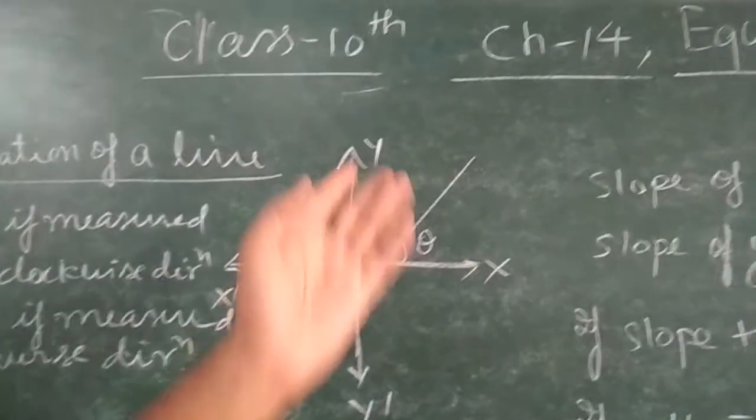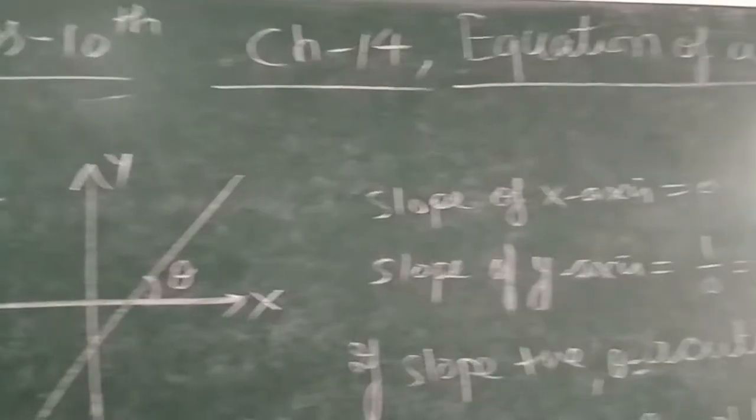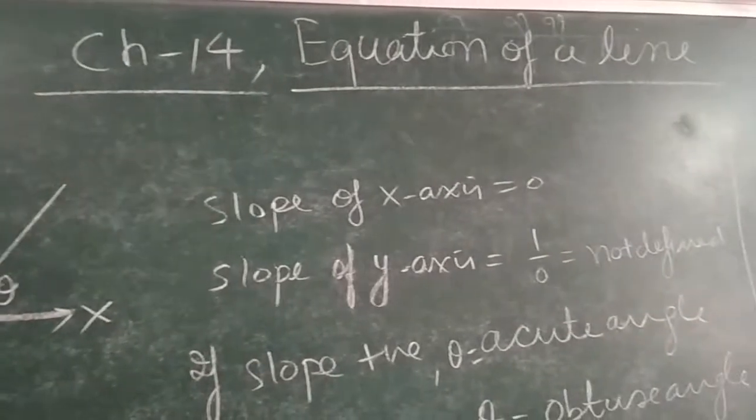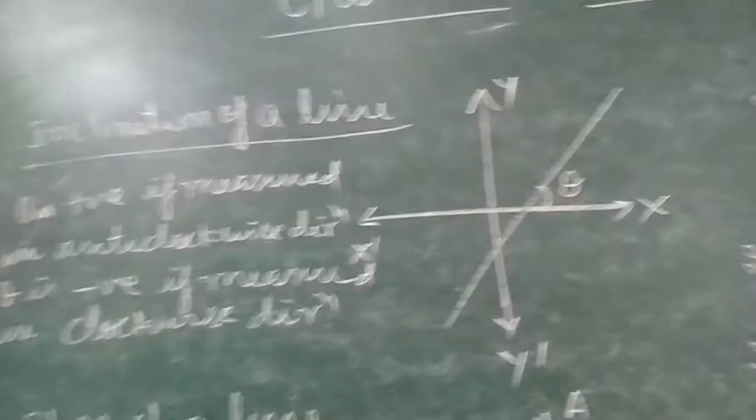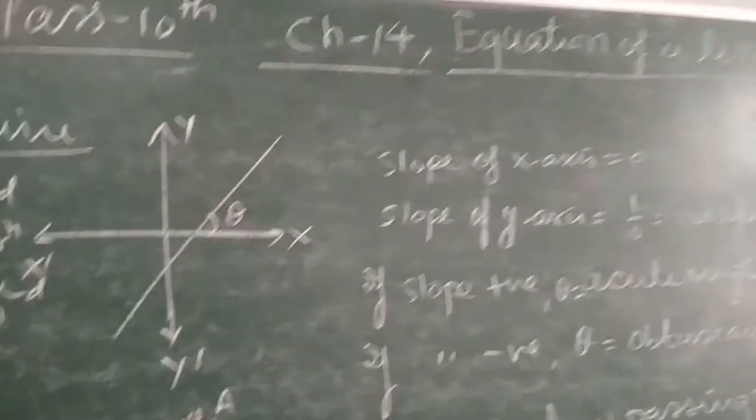Sanjay sir, I will explain to you the next exercise of this chapter number 14, equation of a line. That is in this chapter. This is the second exercise, and the topic is inclination of the line.